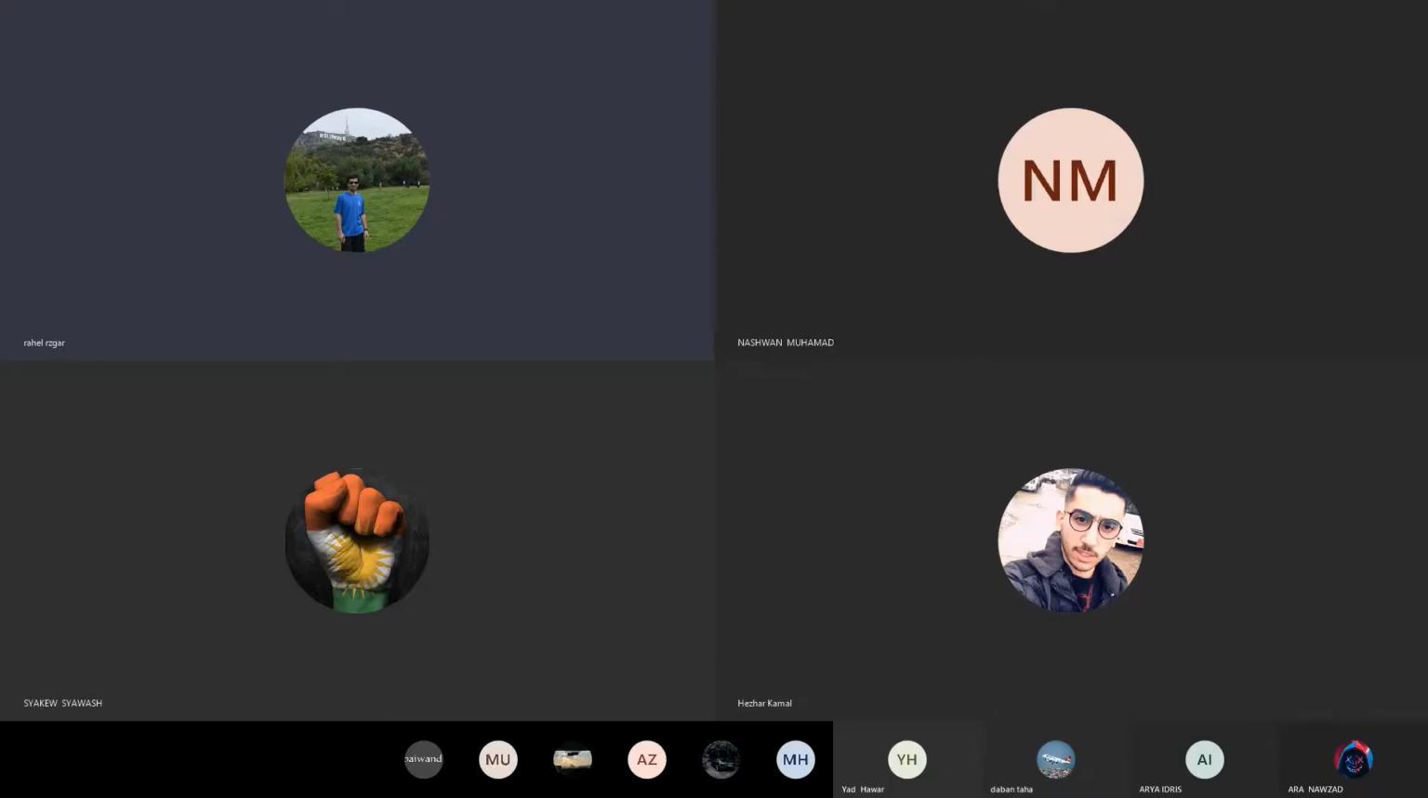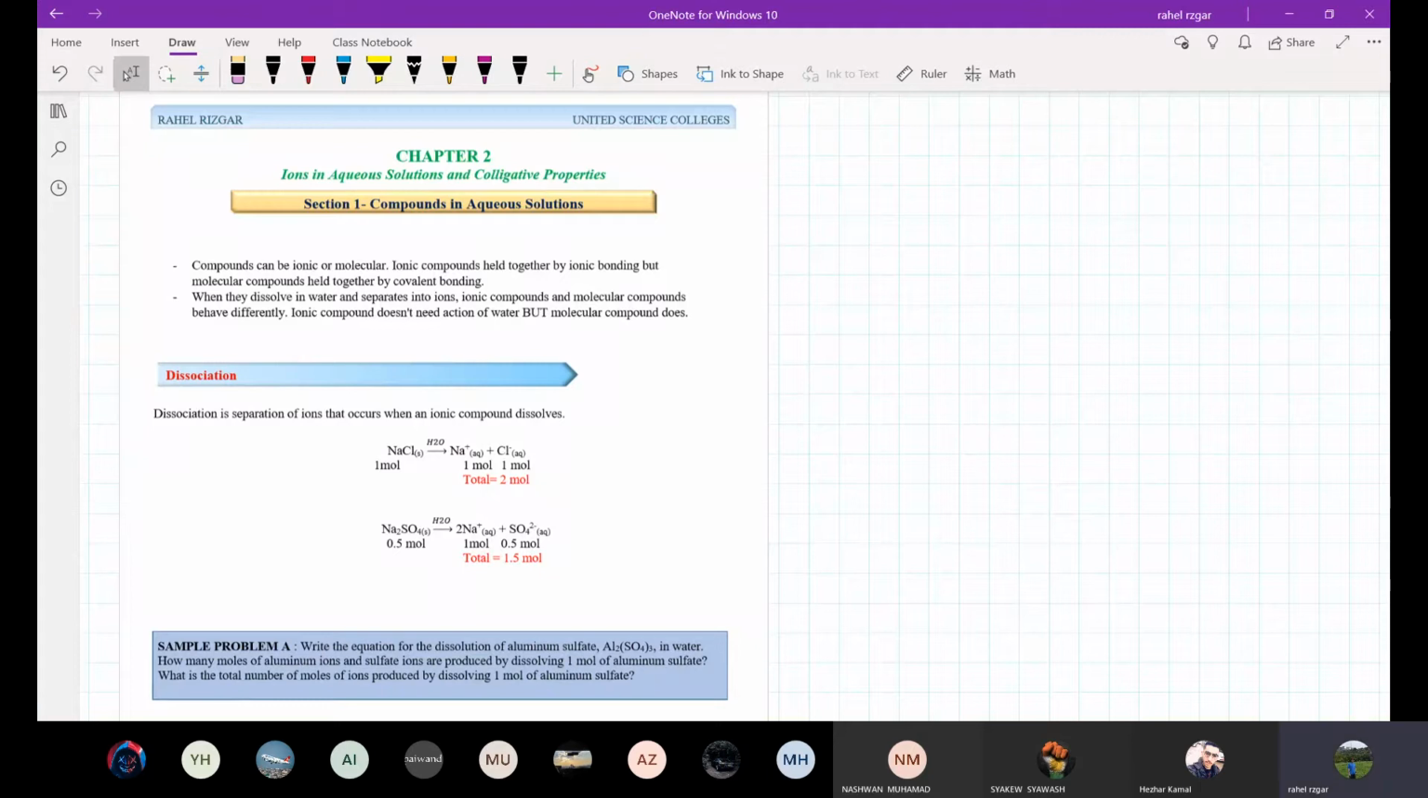Now, let's start with chapter 2. Chapter 2, we only talk about aqueous solutions. We only talk about aqueous solutions, how compounds dissolve in aqueous solutions.